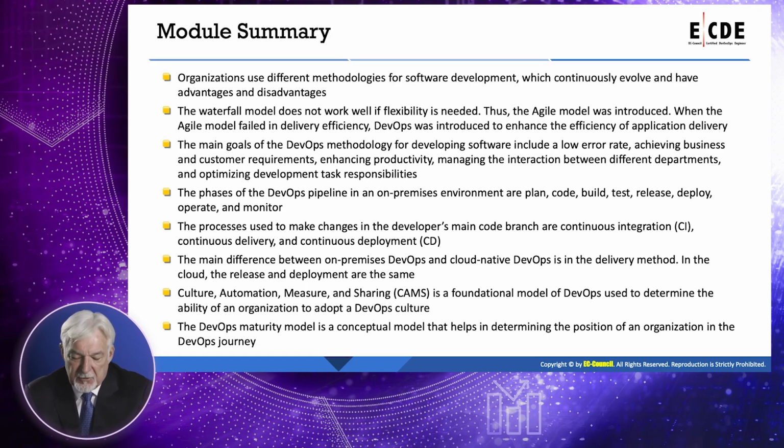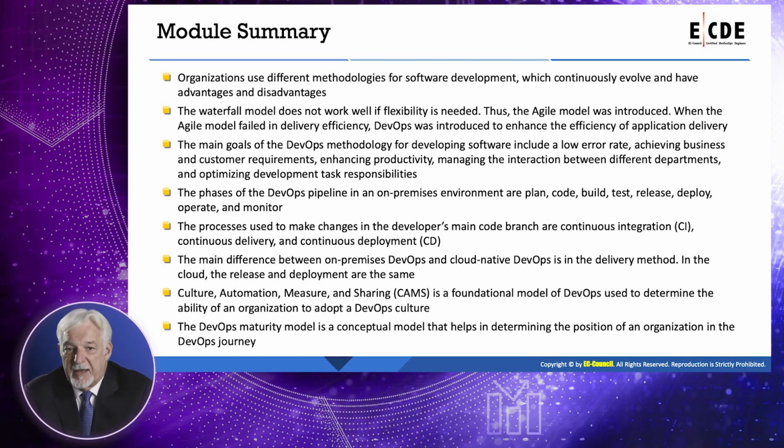Module summary. Let's go through what we talked through today on this particular module. Organizations use different methodologies for software development, which continuously evolve and have advantages and disadvantages. We talked about the big three. The waterfall model does not work very well if flexibility is needed. Thus, the agile model was introduced. When the agile model failed in delivery efficiency, DevOps was introduced to enhance the efficiency of application delivery.